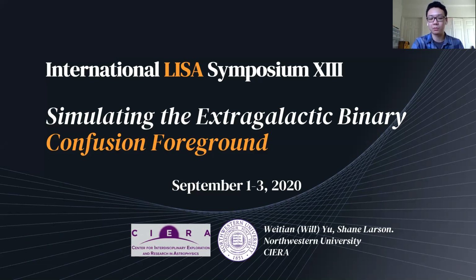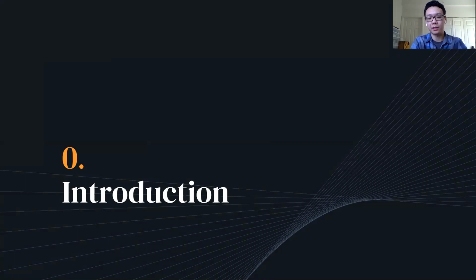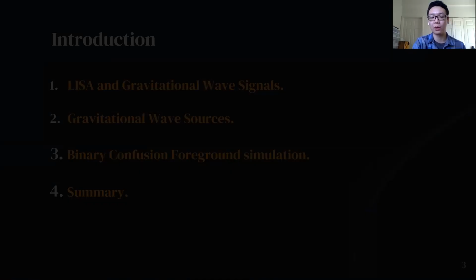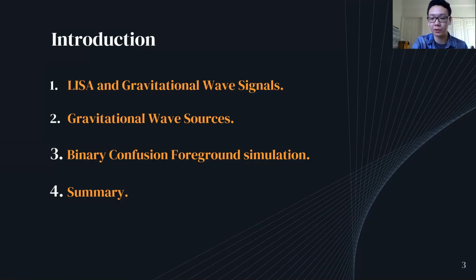So let's start. We begin with an introduction for this talk. Our presentation is formatted as follows. We will briefly introduce LISA and gravitational wave signals, followed by binary confusion foreground simulation. That is where we will talk about binary systems, where we find the potential sources, and how we simulate their gravitational wave signals, and a summary with future extensions.